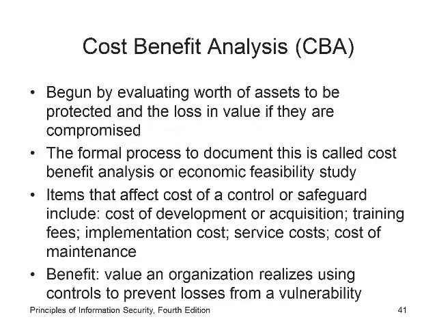Okay. Cost benefit says to begin by evaluating the worth of the assets to be protected and the loss if they're compromised. What is the value of this asset? What is the cost? What is the benefit from implementing a certain control? Okay. So items that affect the cost of a control or safeguard include the cost of development or acquisition. You might develop it in-house. You might buy one. Training fees, implementation, service costs. Our PeopleSoft system here costs us $25 million. It cost another $10 million to install it. So that would be a cost of implementation.